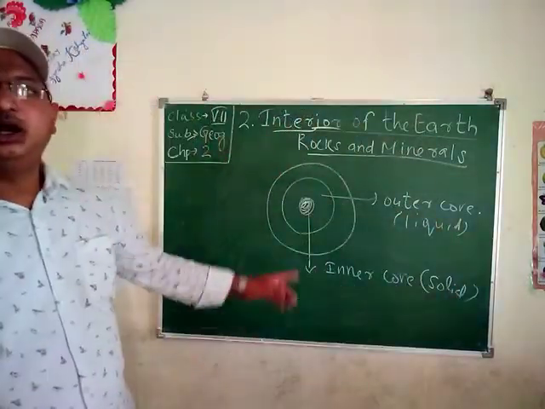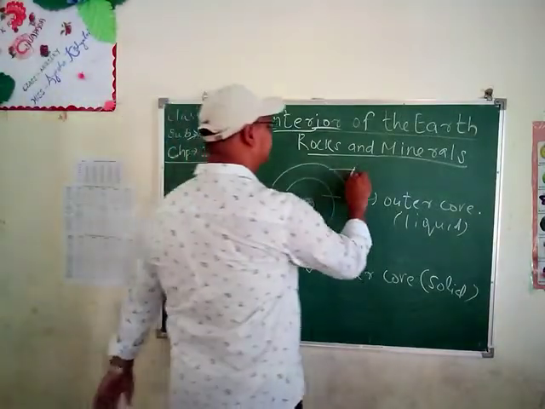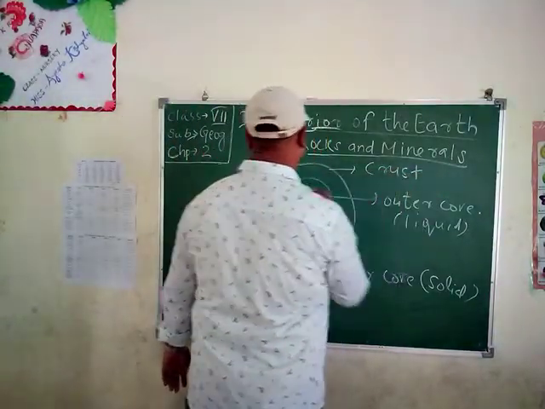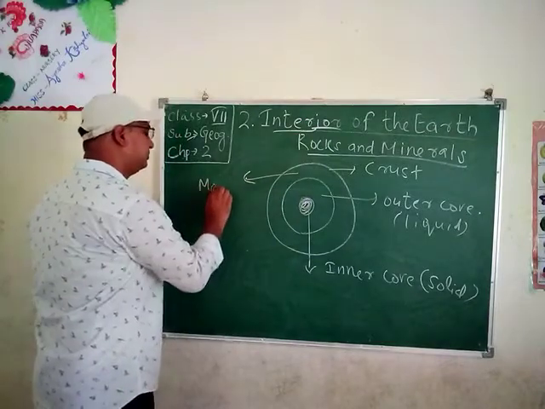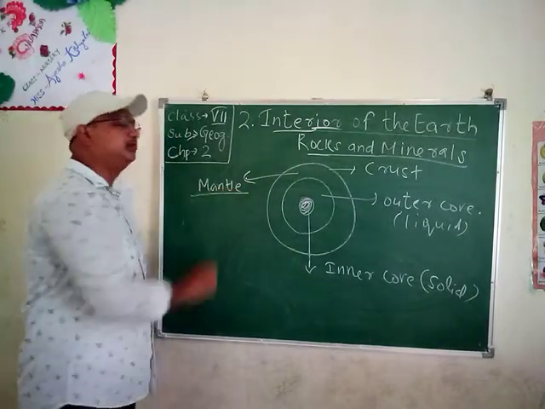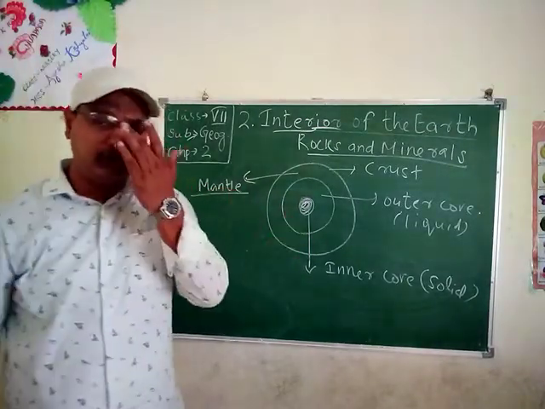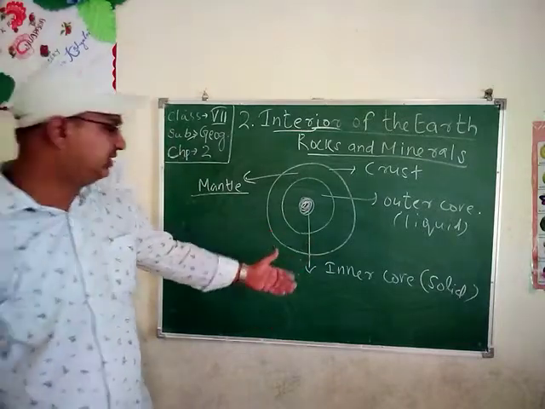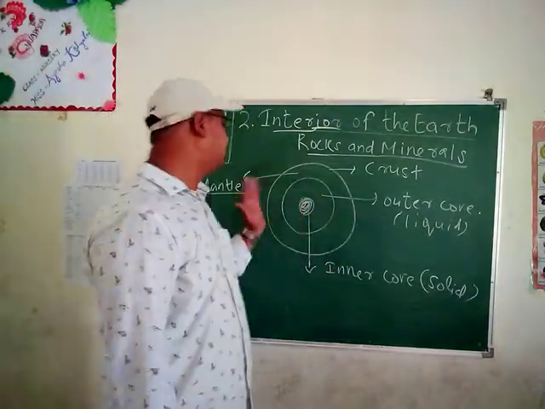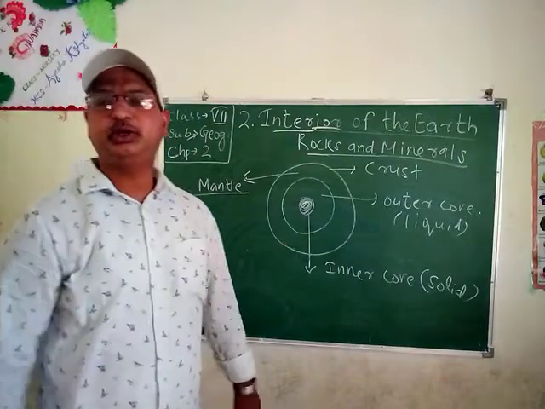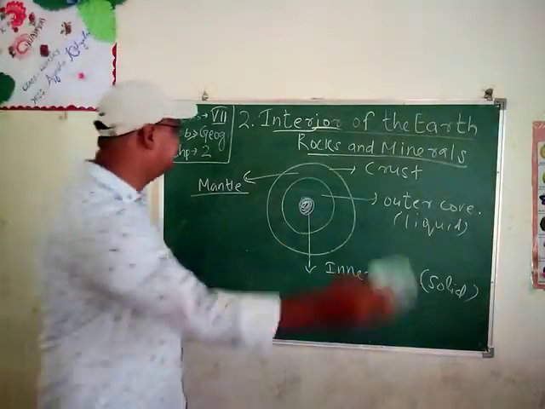Then, students, the first one I have told you that this is the crust. This is mantle. Students, by this we can have an overlook about the layers of the inner core, outer core, crust and mantle. Students, we will move further to the next section, that is for the crust.